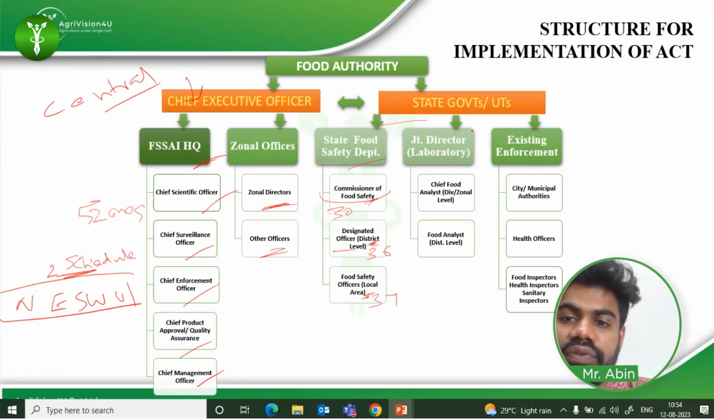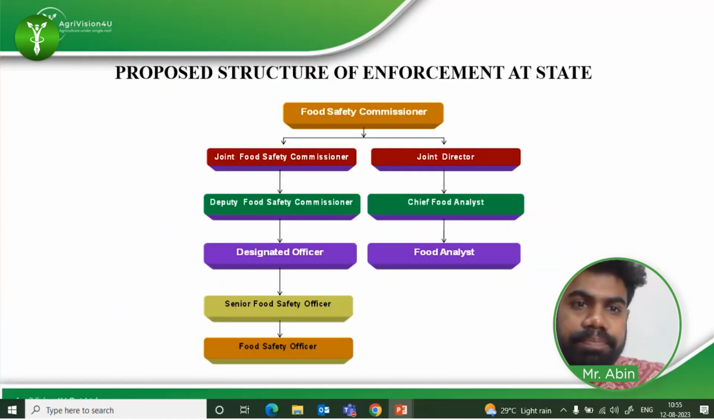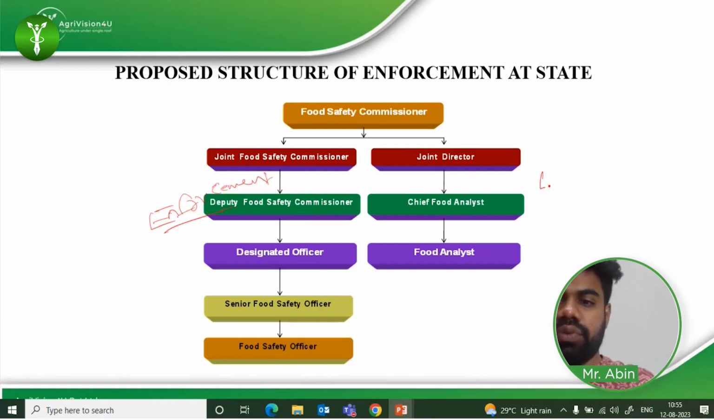And junior joint director, this is for laboratory, or you can say this is just the analysis part. Chief food analyst and food analyst at district level will be coming. And this is existing enforcement. This is not directly related to the FSS, but it is municipal authorities, health officers, food inspectors, sanitary inspectors. All this will come under this. This is also aligned with the FSS Act. This is the proposed structure of enforcement at state level, which we have already seen, again given in a flow chart. This is enforcement. This is the laboratory network: joint director, food analyst, chief food analyst and food analyst.